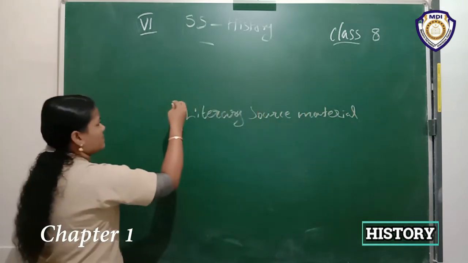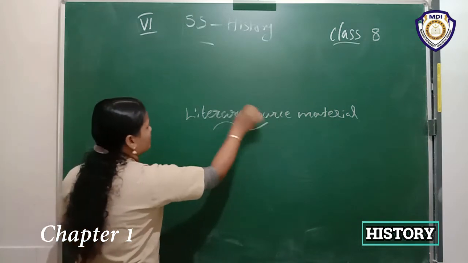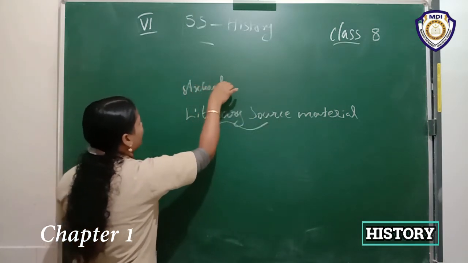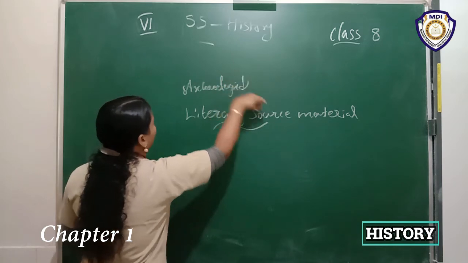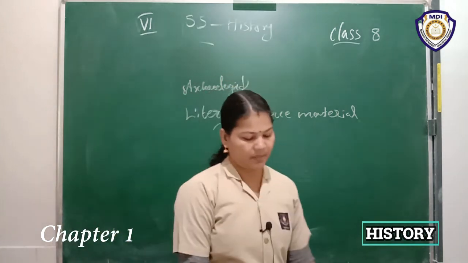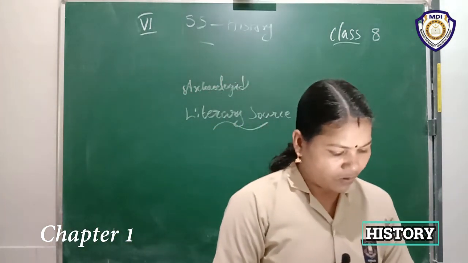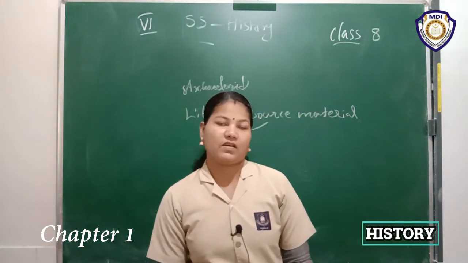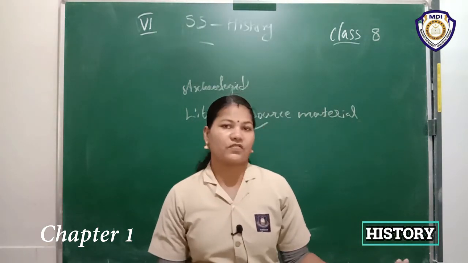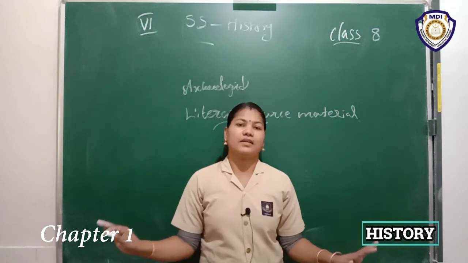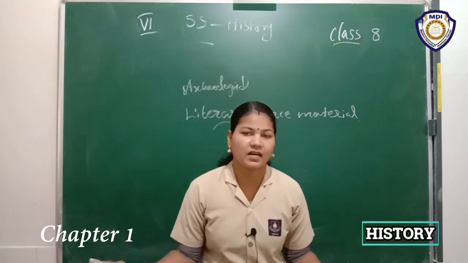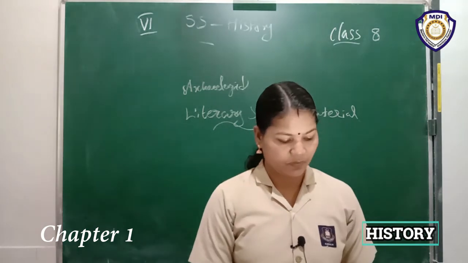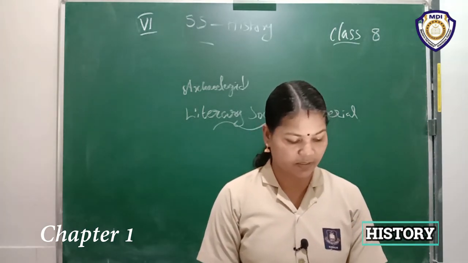We know that there are mainly two types of source material. The first one is the archaeological source material. The next one is the literary source material. Okay. All written records of the past are called literary source material. All of you underline that.